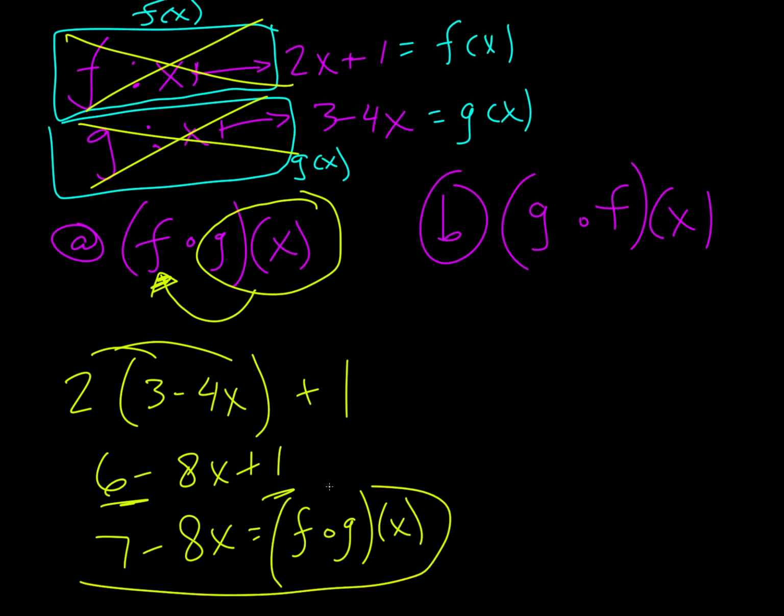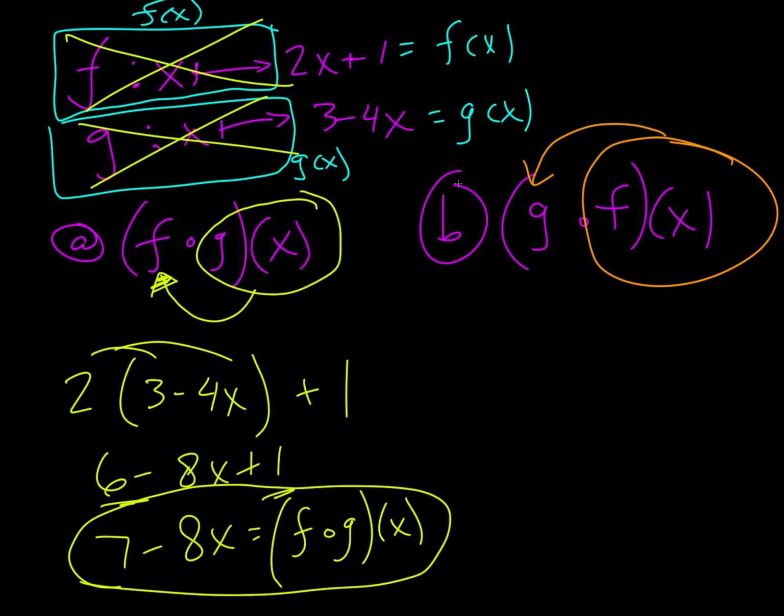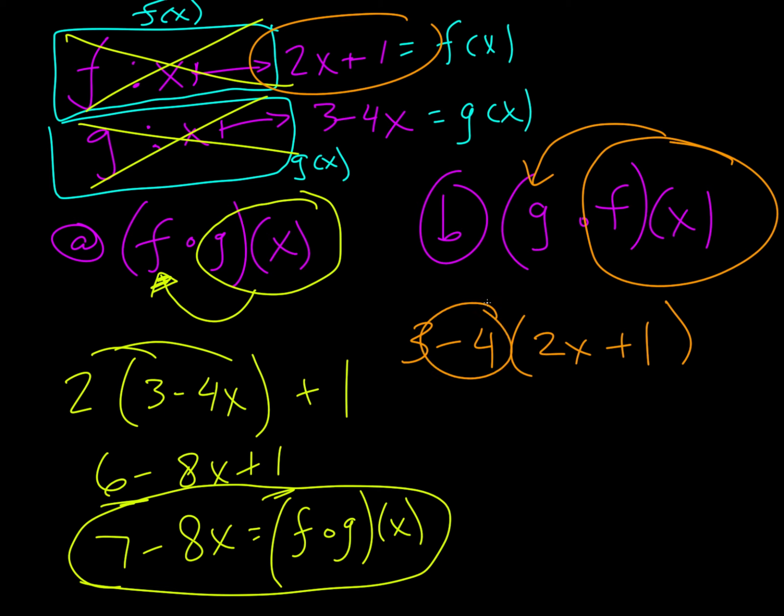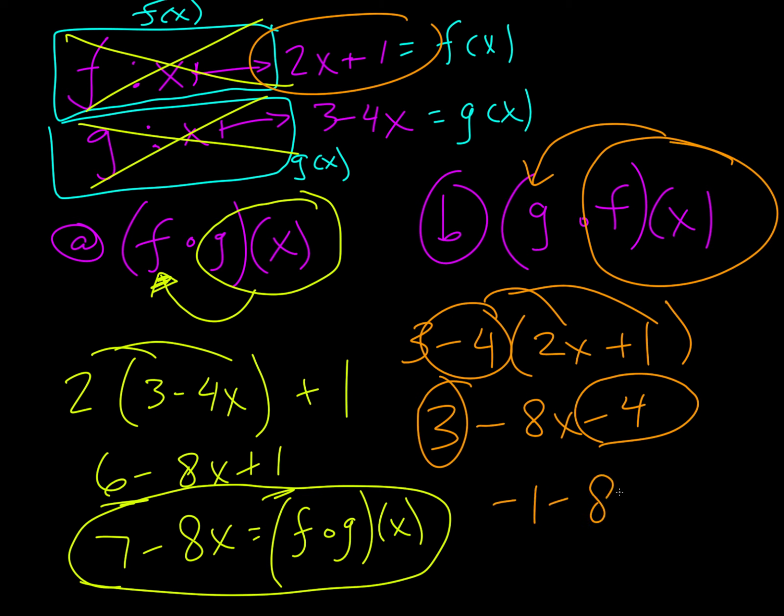Okay? Now this one, we're going to take f, plug it into g. So I'm going to write g, but I'm going to leave a space with parentheses to plug in f. Now I take f, plug it in, 2x plus 1, and then I multiply by negative 4. So negative 8x, negative 4, combine these two, which is negative 1, minus 8x, which is equal to g of f of x.